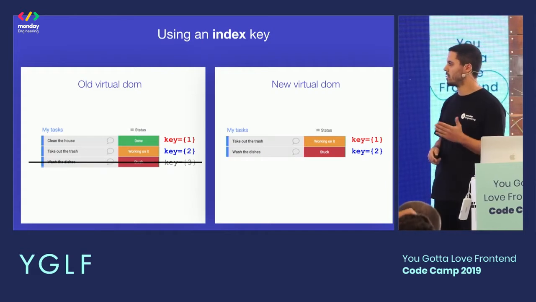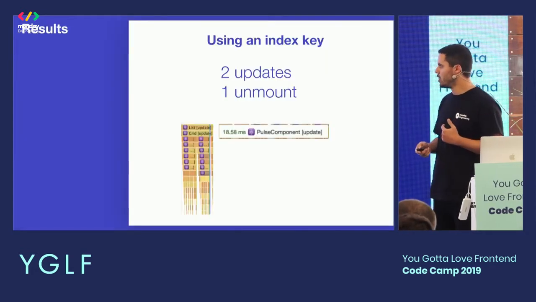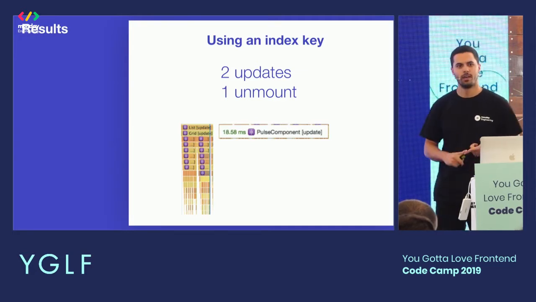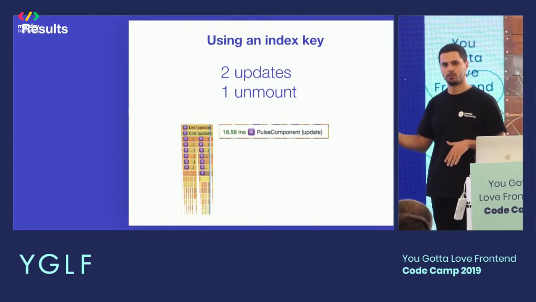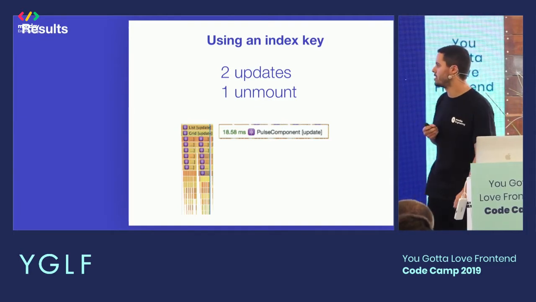And it will just erase the third element from the previous list. Okay, this is obviously inefficient. What happened here is we had 2 updates and 1 unmount, and this is only for 3 elements. So imagine for maybe 1,000 rows, we have 1,000 updates, which already feels not efficient at all.